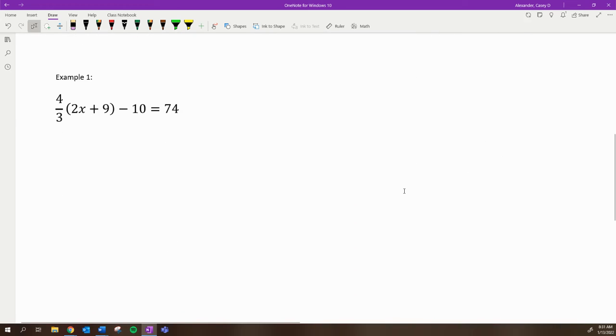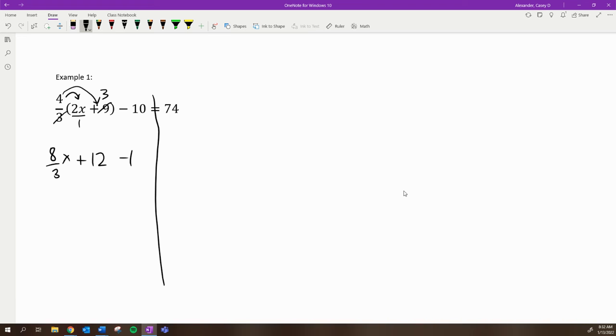Now, solving equations like this first one that I'm going to do for you, I just wanted to remind you how the fraction stuff works. So I'm going to start by distributing this 4/3 through, and I got to do 4/3 times 2x. Remember that you're just multiplying across. 4/3 times 2x is 8/3 x. 4/3 times 9, if I do 9 divided by 3 first, and then 4 times 3, I get 12.